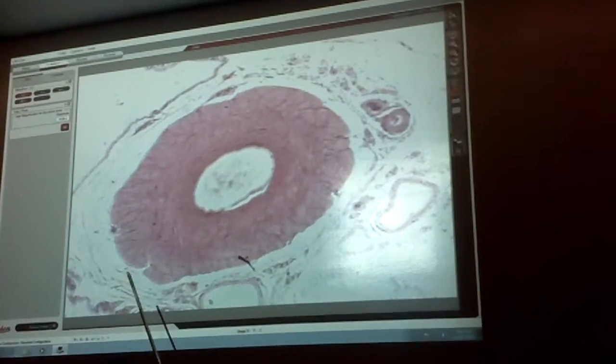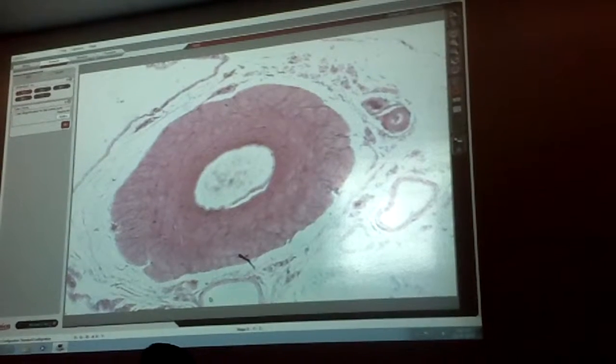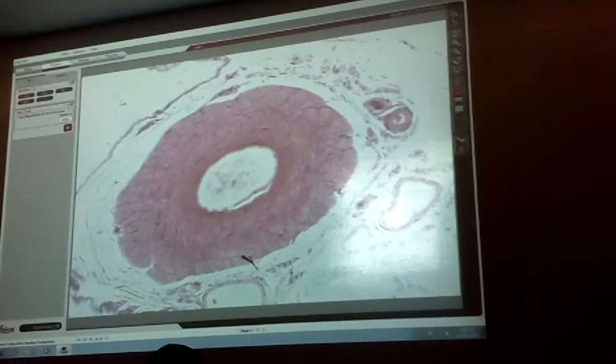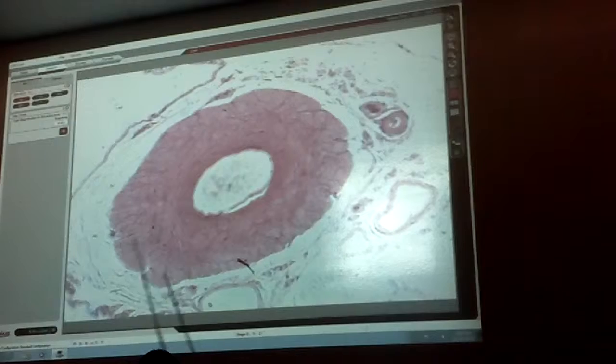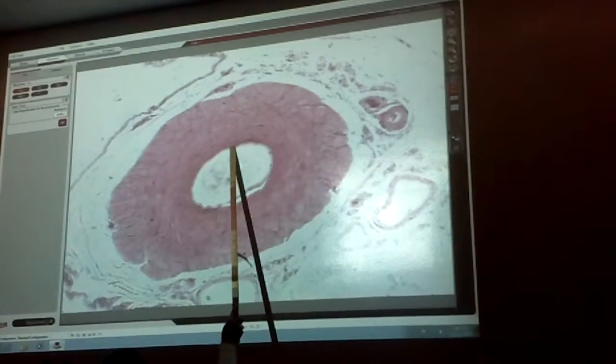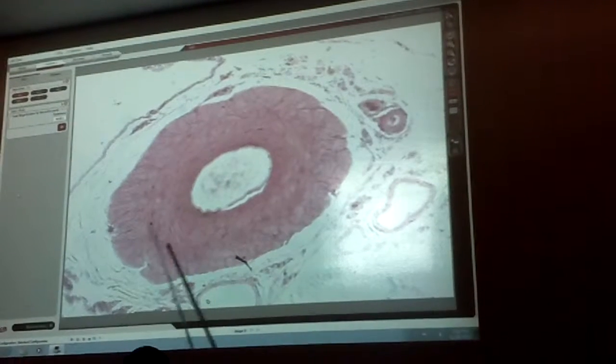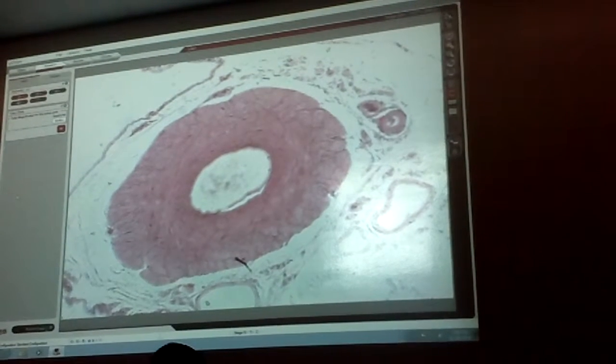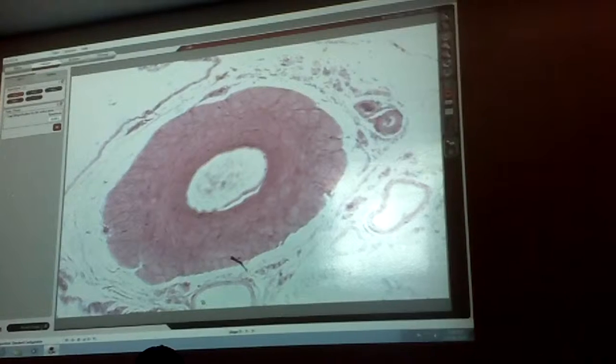So really just 3 parts, but 1 repeats. 3, and then there's a repeater. This layer right here that's lining the lumen, that's the PSCCE. That pseudostratified ciliated columnar epithelium helps to move the sperm along.